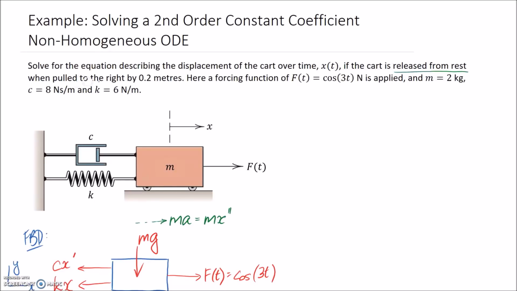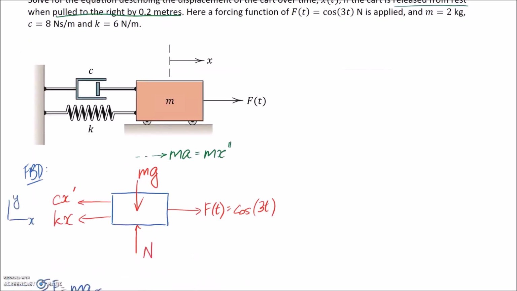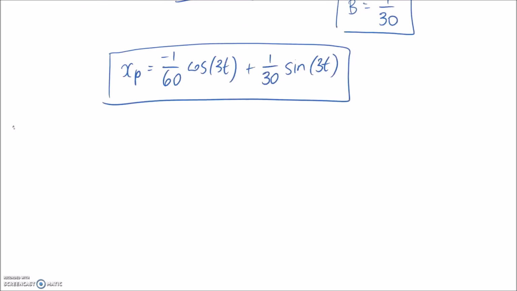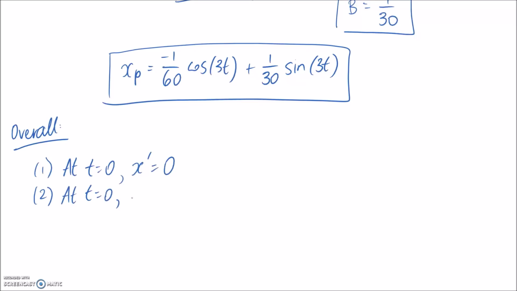The other one is it's released when it's pulled to the right by 0.2 meters. So it's already displaced at the beginning. That forms a second condition that we can use. So let me come down the bottom here, and I'm going to write out those conditions. So this is the overall part of our solution. The first one was at time equals 0, the velocity, so that's x dash, is equal to 0. And the second one was at time equals 0, it's pulled to the right by 0.2 meters. So that means the position x is equal to 0.2.